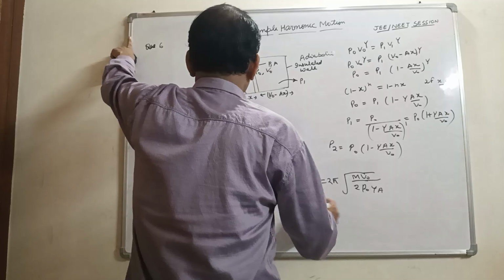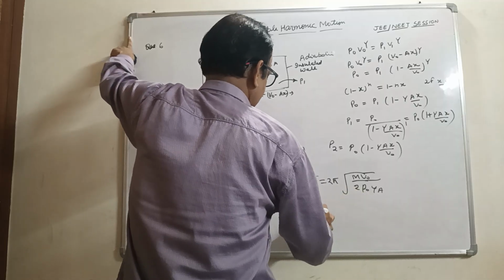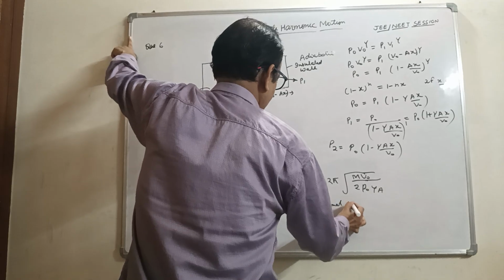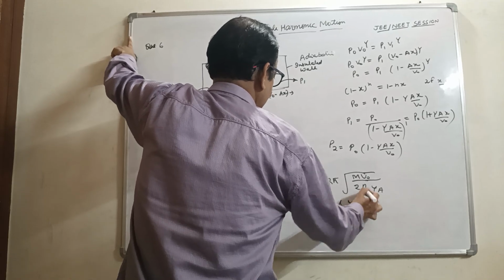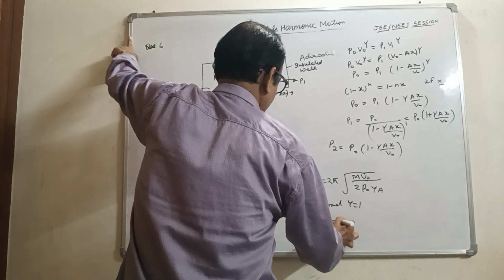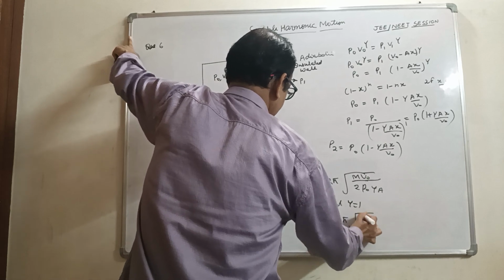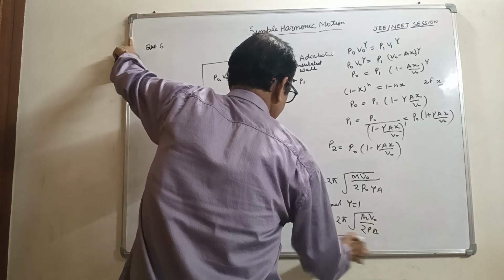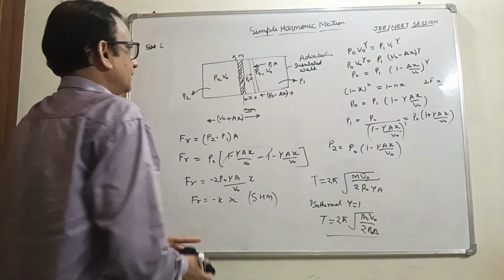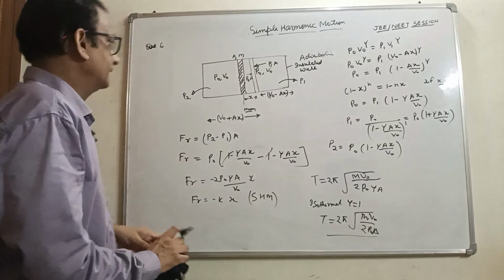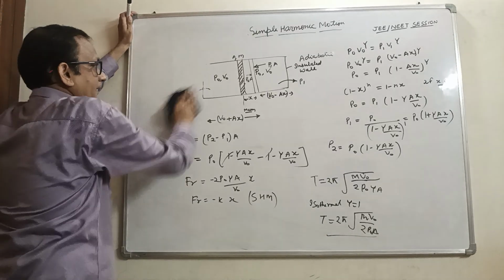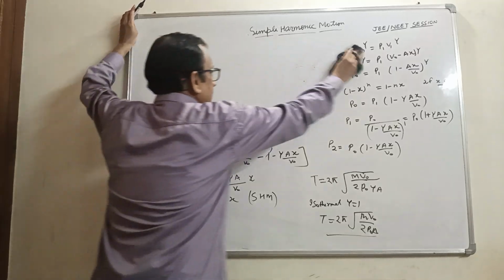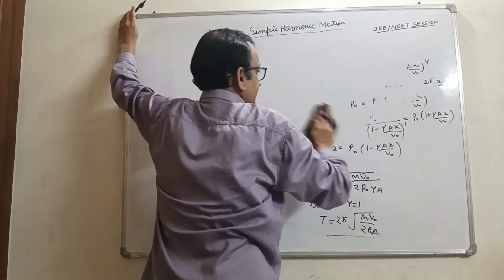If the process is isothermal, then gamma would be 1. PV is equal to constant. So this becomes, for isothermal process, 2 pi root m V naught upon P naught A squared. This is for isothermal. So this question is for adiabatic.